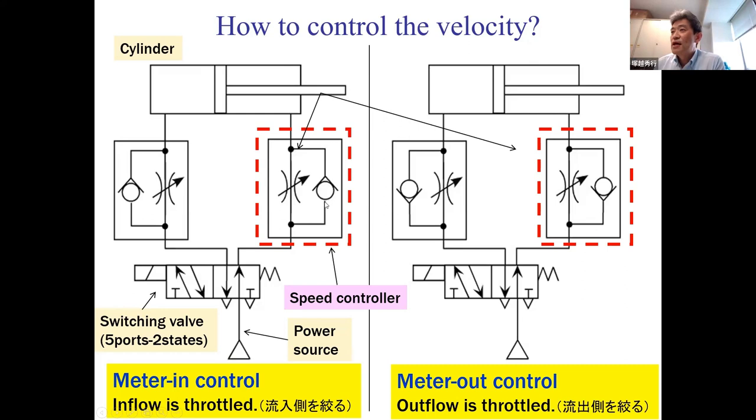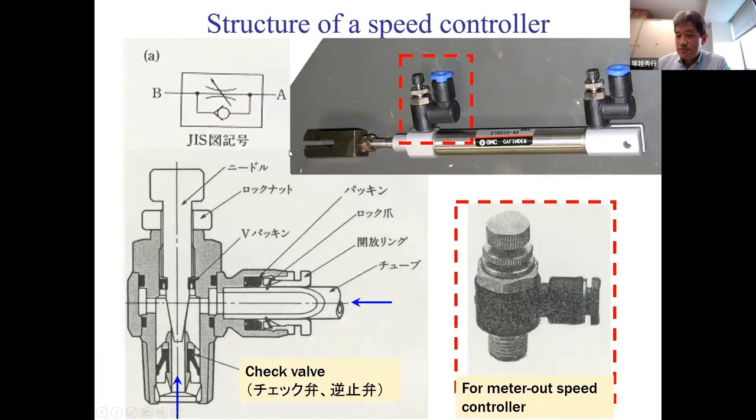So the counterflow can be prevented. It's a kind of diode in the electric circuit. If it is pushed out, this is a pump. It flows from here this way, but it doesn't flow this way. It flows to this throttle valve, and then it goes to this side.